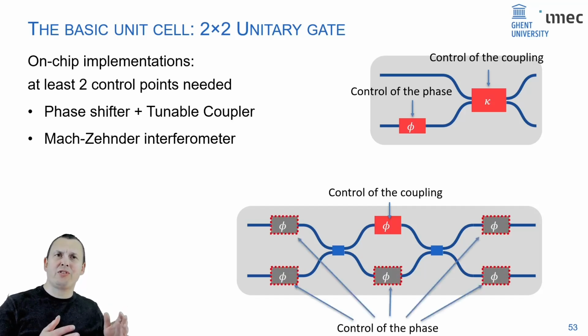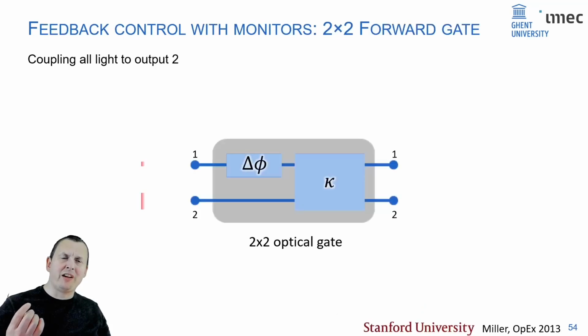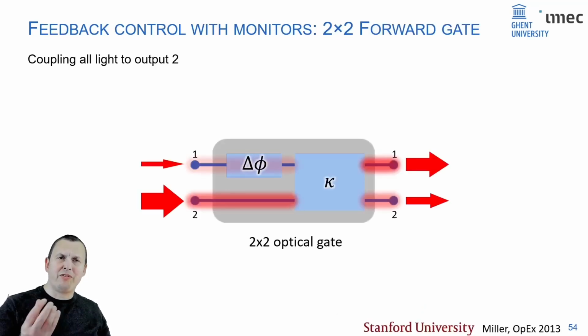So this is a very interesting component, because with just this component we can make very, very powerful photonic circuits by just programming them. To give you an example, if we basically take one of these optical gates, so with a phase shifter and a tunable coupler, we can reconfigure this optical gate to couple all the light to one output, irrespective of the relative intensities and phases at the input.